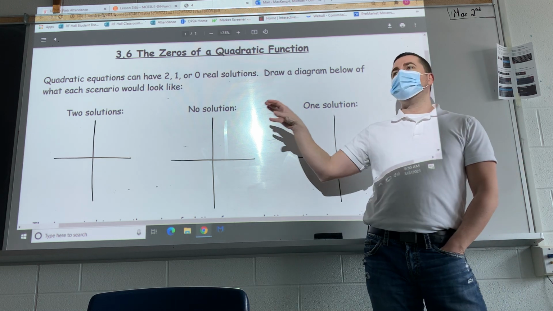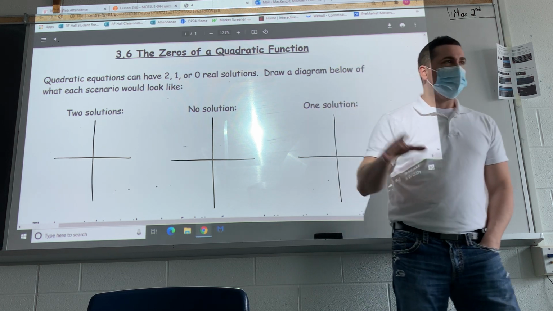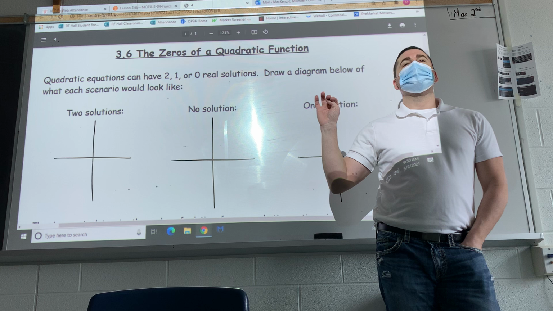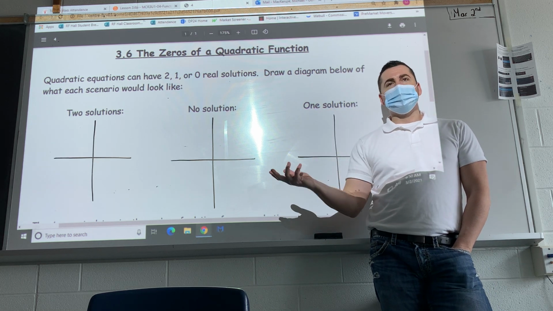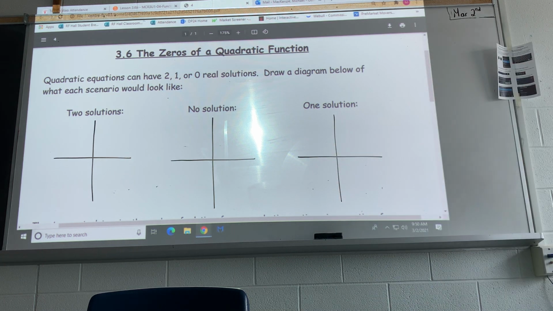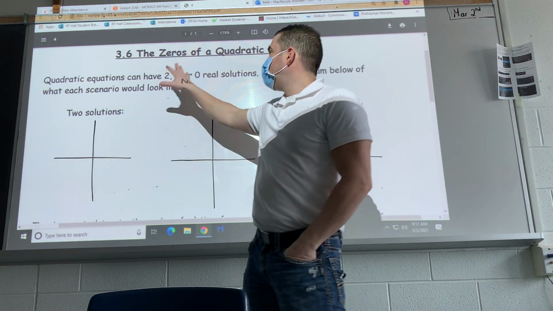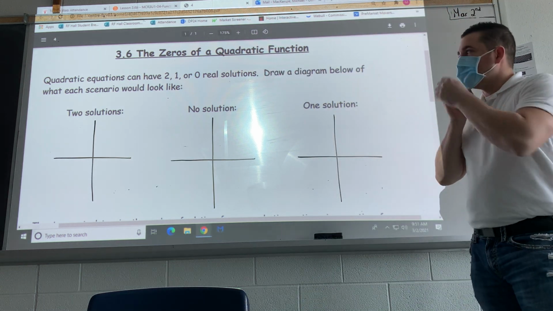Okay, we don't necessarily care where they are, so we don't have to do the whole factoring, we don't have to do the whole quadratic formula. Sometimes the question just says, how many are there? Okay, so we could have no intercepts, we could have one intercept, or we have two intercepts. Okay, so we have two, one, or zero zeros. Zeros, roots, or real solutions.